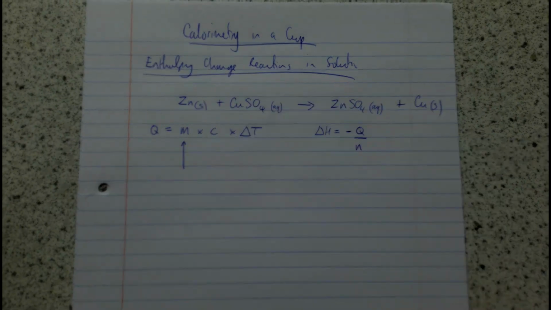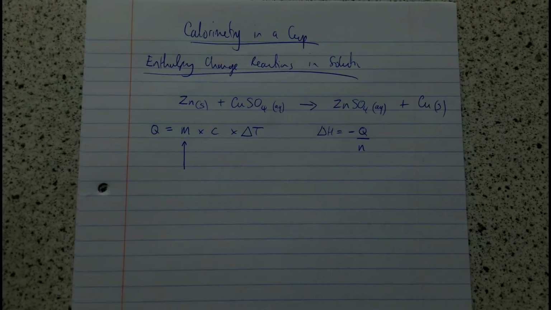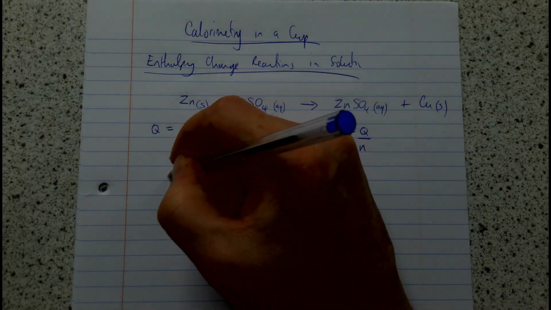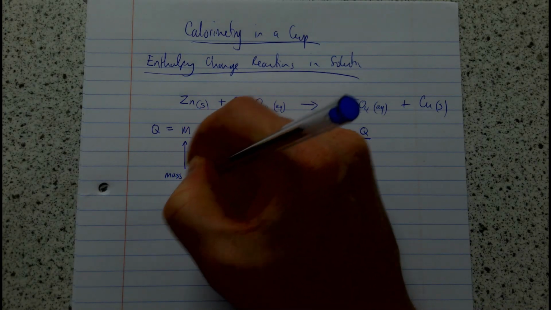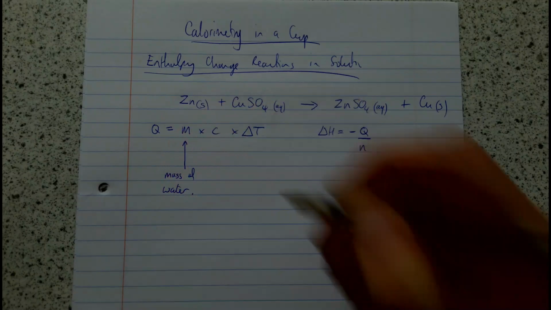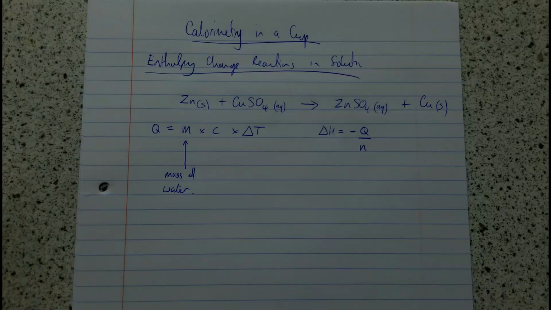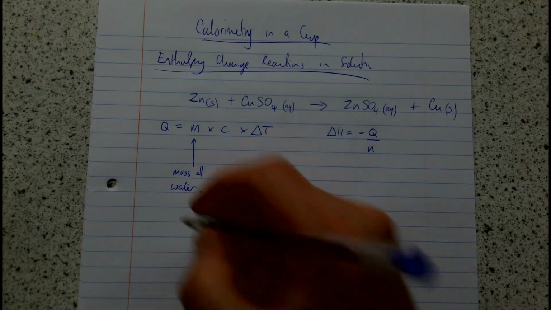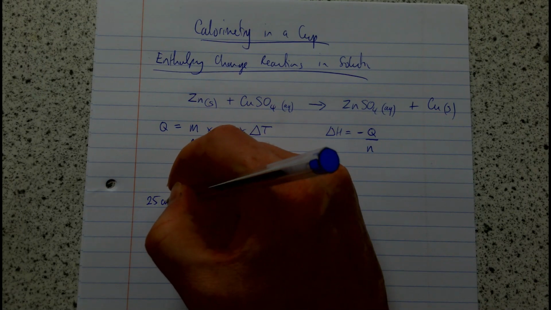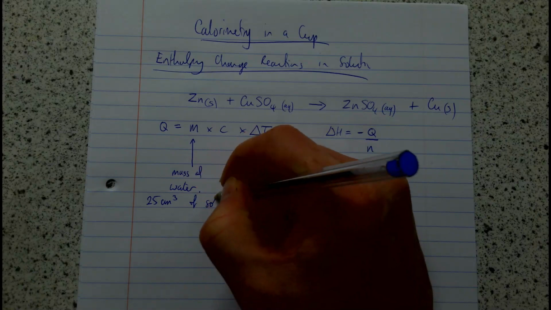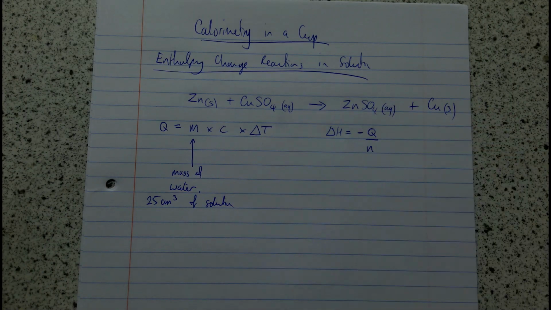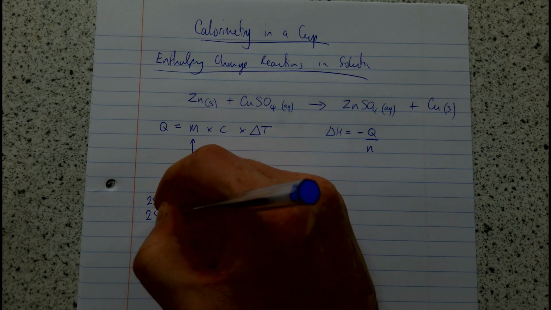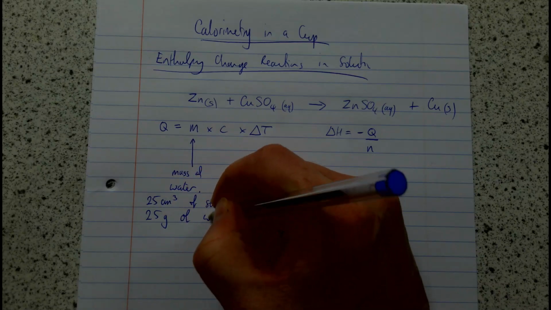So this, remember, is the mass of the water in the pot. We think we know roughly what the mass of the water is because we know what volume of solution we used. We used in our reaction 25 centimetres cubed of copper sulfate solution. So we're going to assume here that that's 25 grams of water in that pot.